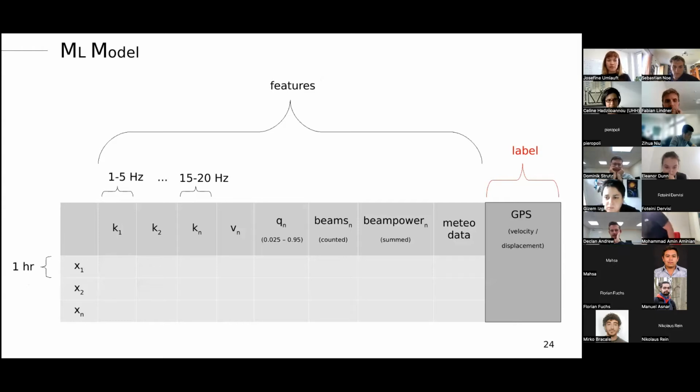So here's just a sum up of what our model actually looks like. So here you can see the observations with an hourly sampling, in the end about 800 of them. And then we have our statistical features like kurtosis, variance, and quantiles, for example, for different frequency bands. We have the counted beam sources for each voxel and each frequency, their beam power, and we also have meteorological data. And all that we feed the model in order to hopefully predict and fit the GPS displacement.